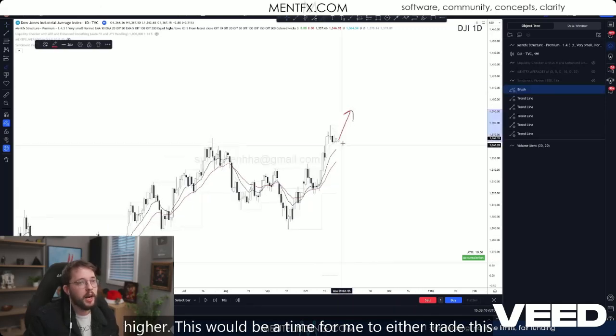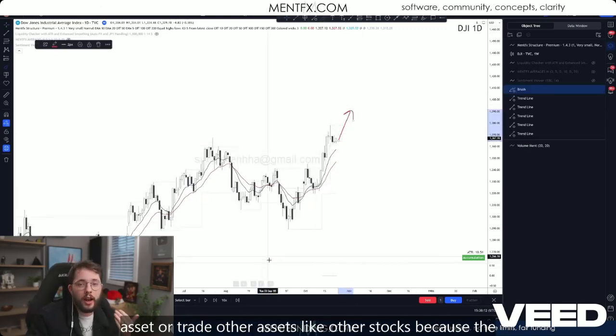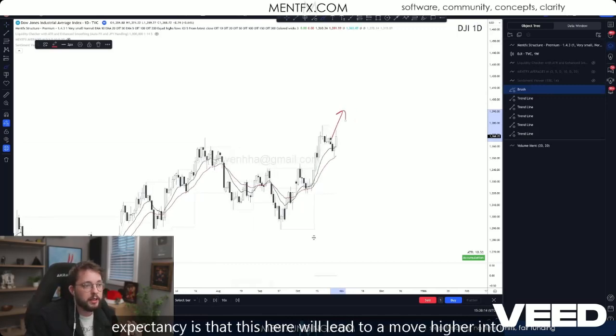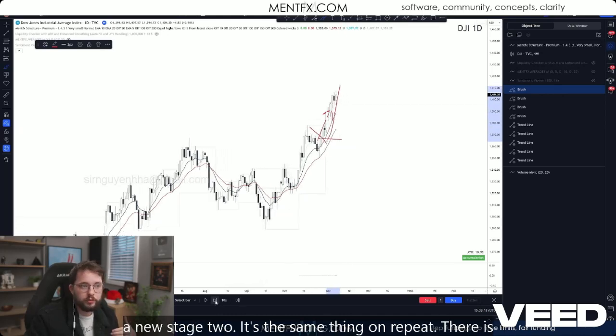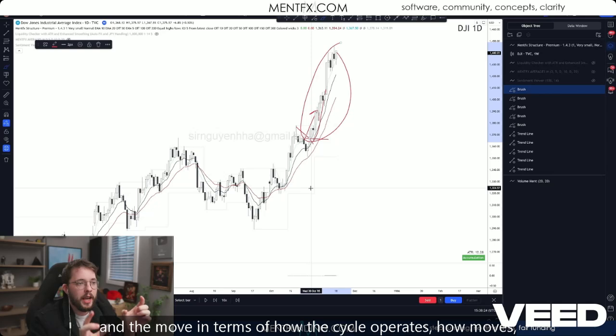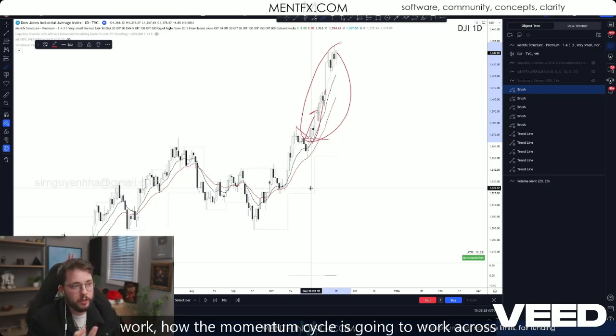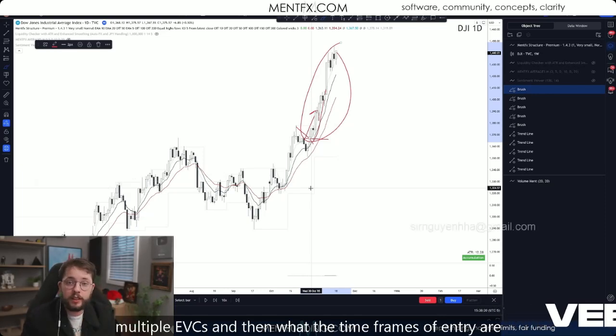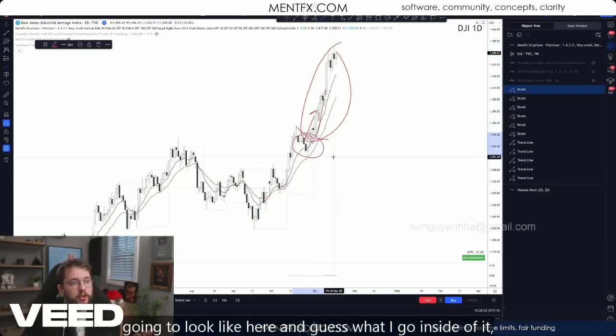This would be a time for me to either trade this asset or trade other assets like other stocks, because the expectancy is that this here will lead to a move higher into a new stage 2. It's the same thing on repeat. There is nothing new in this market. I could go back to, what is this, 1985, and the move in terms of how the cycle operates, how moves work, how the momentum cycle is going to work across multiple EVCs, and then what the timeframes of entry are going to look like here.